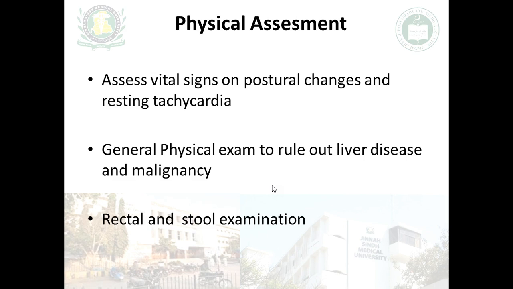The other examination point that is very important is to rule out liver disease. You should be clear that the patient is not bleeding from varices or anything else that is profuse and coming into the stool.